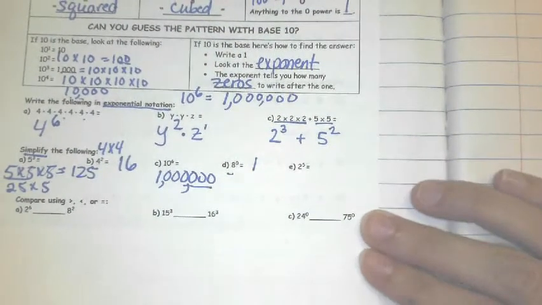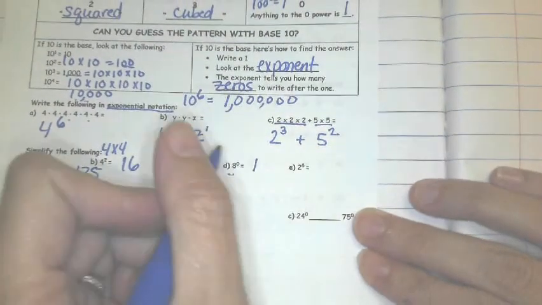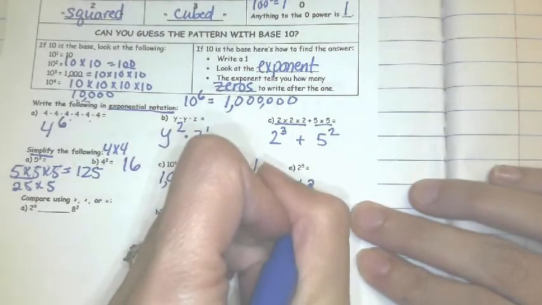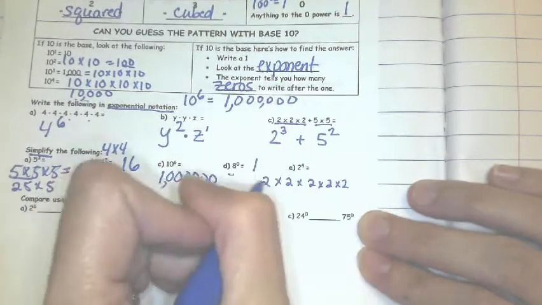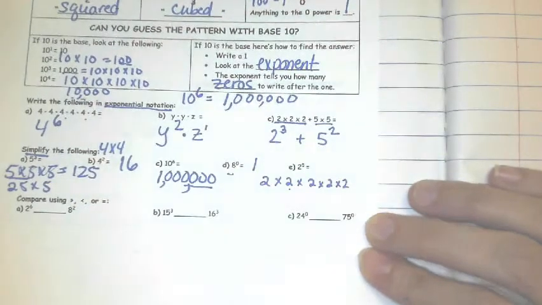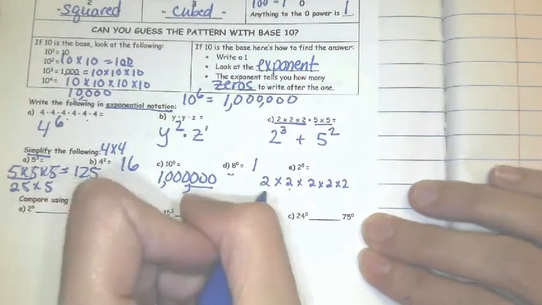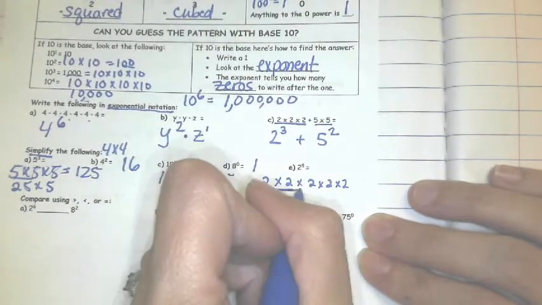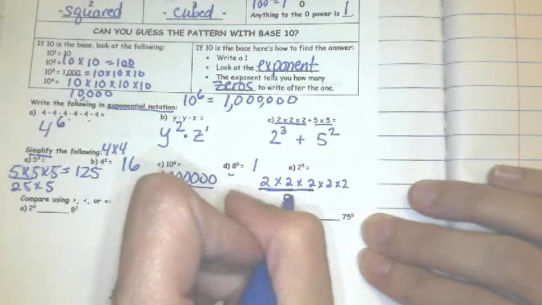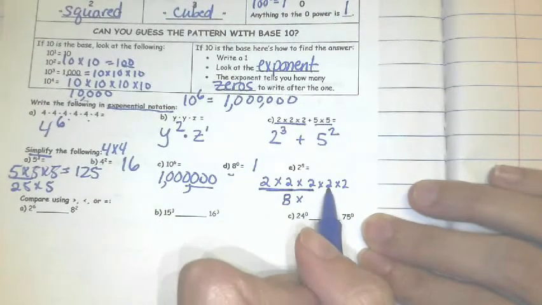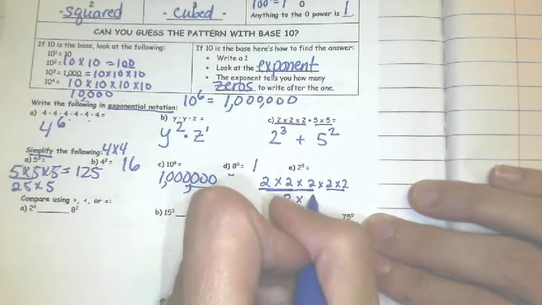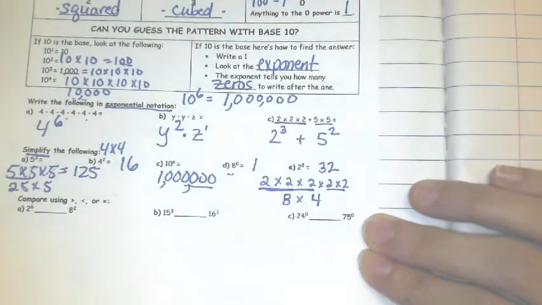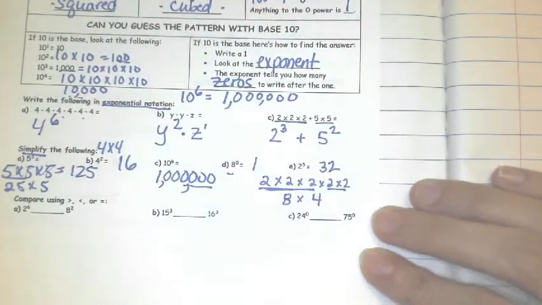2 to the 5th. Okay, well 2 to the 5th, if you write it out, how many times am I writing out the base? 1, 2, 3, 4, 5. Okay, well I know that 2 times 2 is 4, and 4 times 2 is 8, and I know that 2 over here times 2 is 4, so 8 times 4 is 32. Okay? So 2 to the 5th is 32.